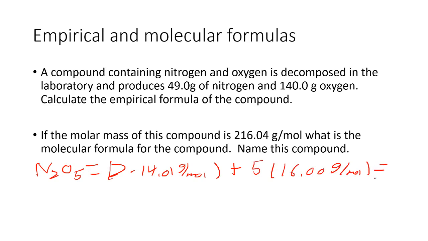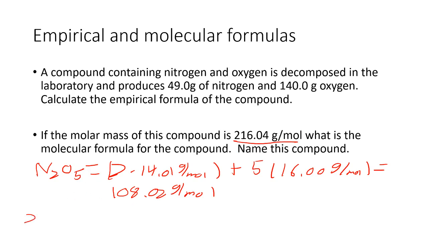And when I add all these together, I'm going to get that the molecule N2O5 would have a mass of 108.02 grams per mole. And you check to see if this number is the same as your molar mass, and it's not in this case. We have 216.04 grams per mole. That means I'm going to need multiple N2O5 units to get to the real molecule.